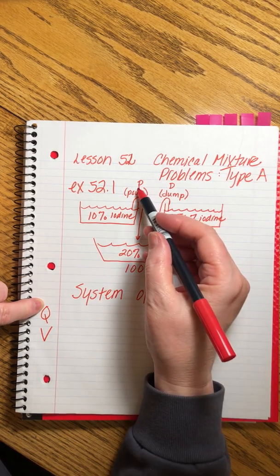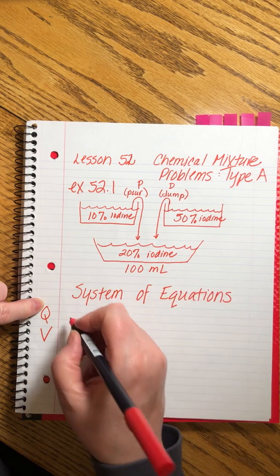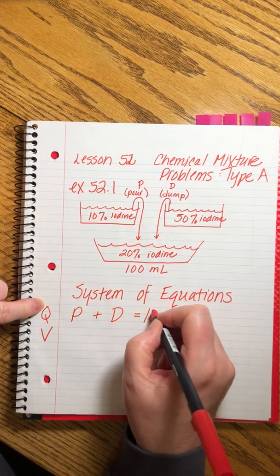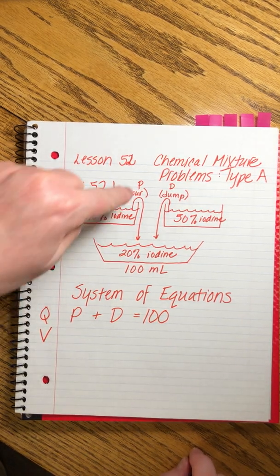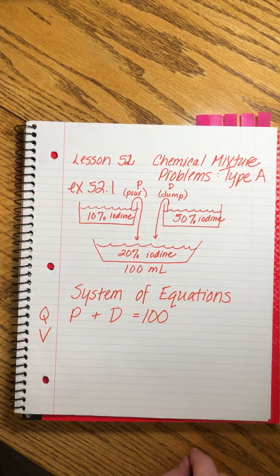We know that the amount that we pour in plus the amount that we dump in has to equal 100 milliliters. So look how cute and easy that first equation looks. The amount that we pour in plus the amount that we dump in has to equal 100 milliliters. Fabulous. That's not so bad. And now you can see probably pretty quickly how this second equation is going to take shape.